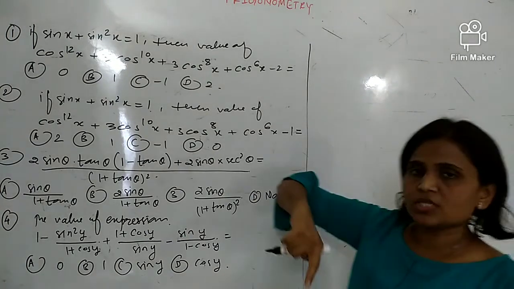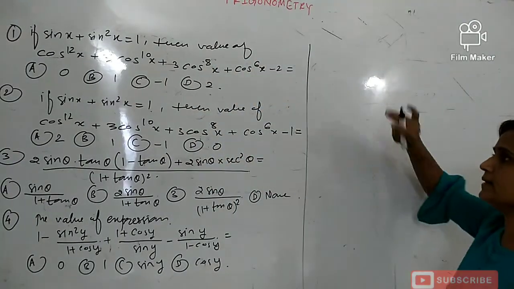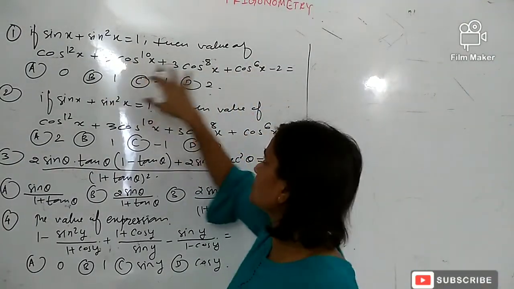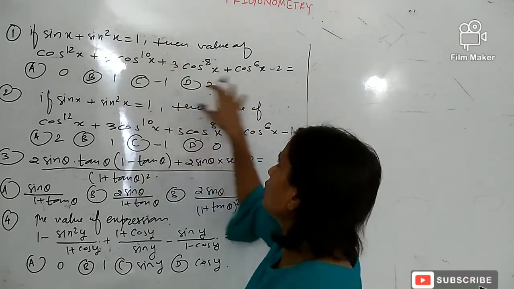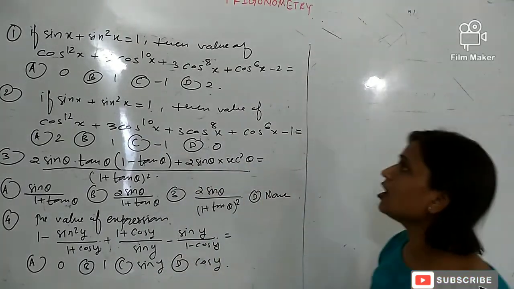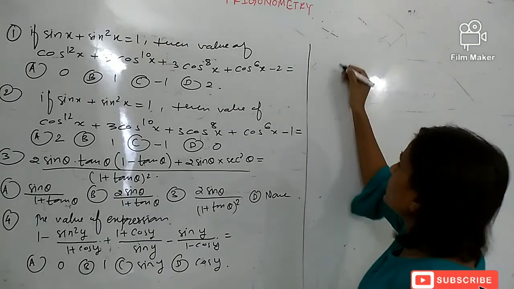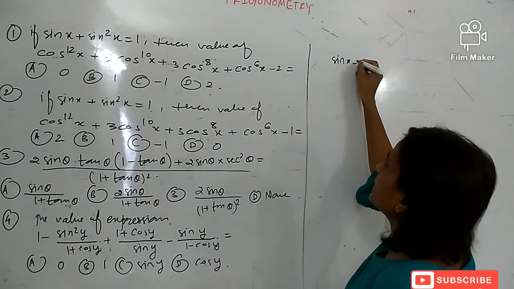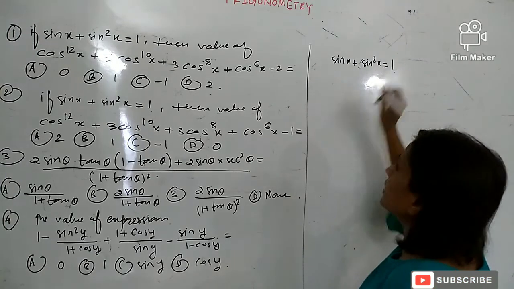So question number one: sin x plus sin square x is equal to 1, and then find the value of this whole expression. The given values are in terms of sine, and we have to find the value of an expression which is in the form of cos. Okay, so start from the given value. The given value is sin x plus sin square x is equal to 1.